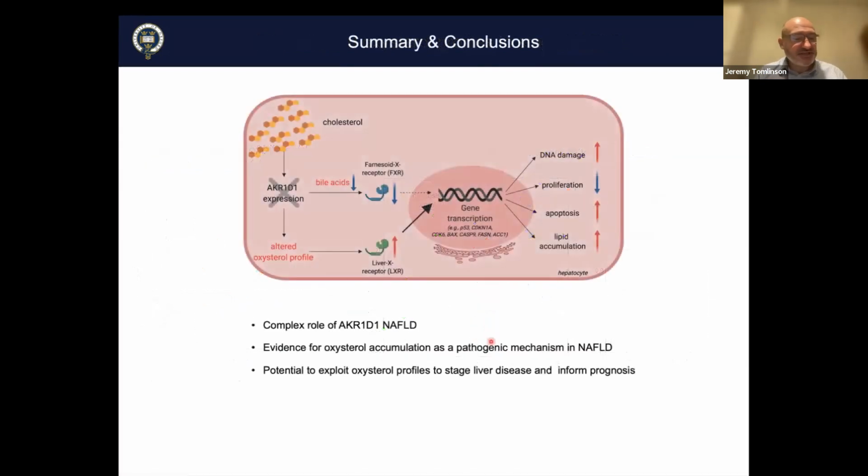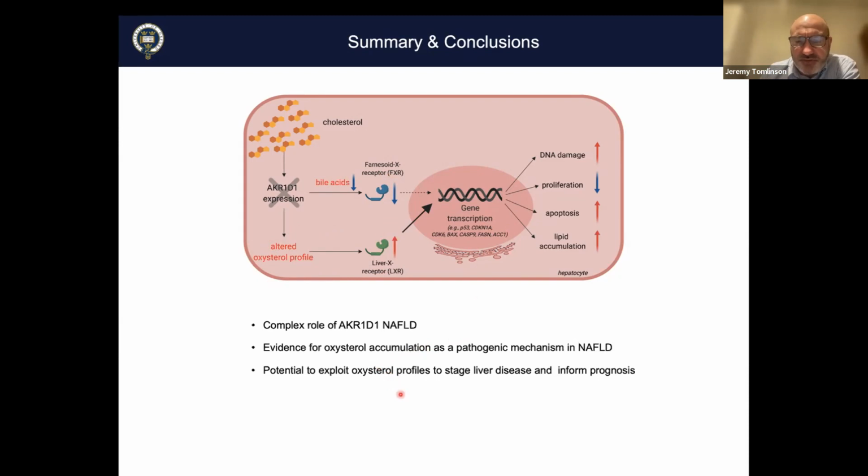So let me just begin to wrap up in the next minute or so. We've begun to generate this model in the sense that we now think that AKR1D1 really does have quite a crucial role to play in the pathogenesis of non-alcoholic fatty liver disease. And that decreased expression alters our oxysterol profile that then ultimately results in activation of LXR, but also limiting FXR. And that has a multiplicity of gene transcription effects, altering DNA damage, proliferation, apoptosis, and lipid accumulation. And what I've hopefully shown you is that the precise nature of the oxysterol profile is quite important for determining that cellular response.